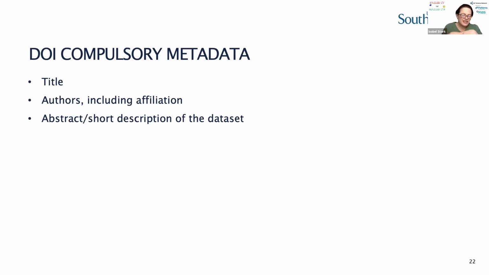A DOI doesn't actually ask you to describe the data set that you're depositing. All you have to do for a DOI is say what the title is, say who created the data and where they were when they created it, and give a very short abstract or description of the data set, which in many cases I have seen is no more than "this is the data underlying the paper published as," and then a citation to the paper.